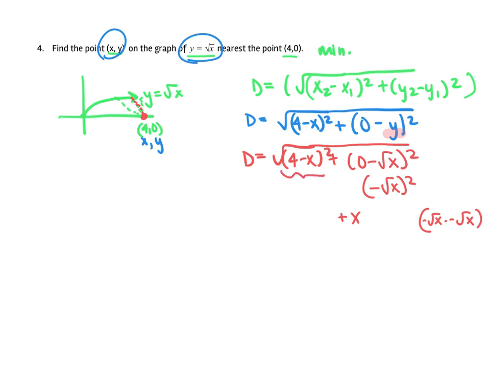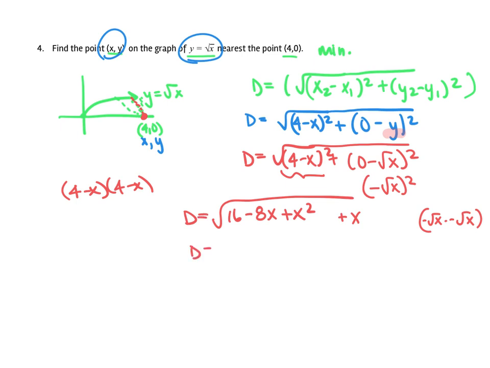And this here I will have to FOIL out. So write it like this and FOIL it out. I'm going to do it rather quickly. So it's 16 minus 8x plus x squared. And then I have the plus an x. And this is all under the square root. When I combine my like terms, I'm also going to write it in descending order. So I have x squared minus 7x plus 16 right here.